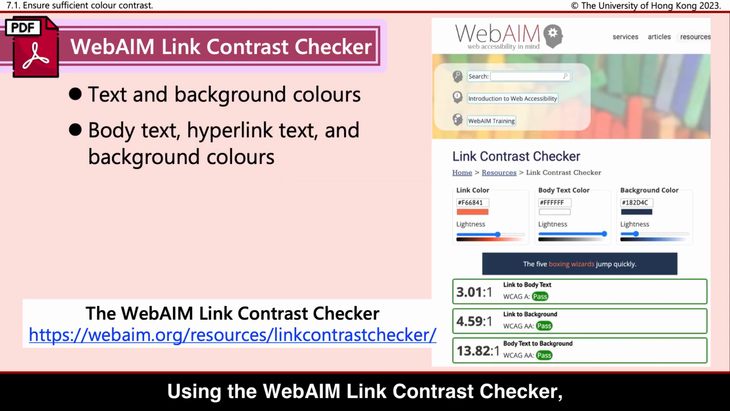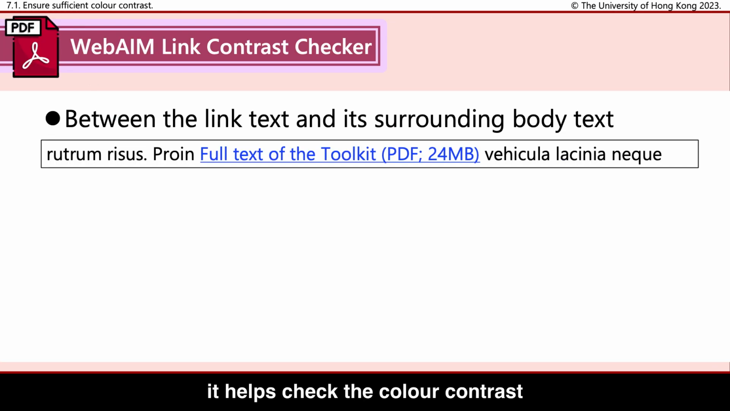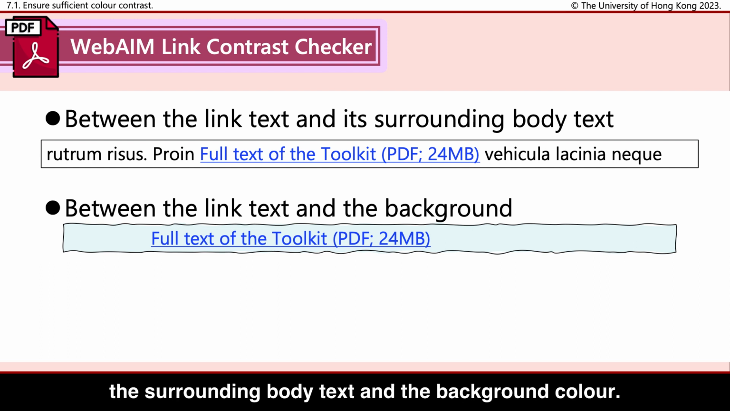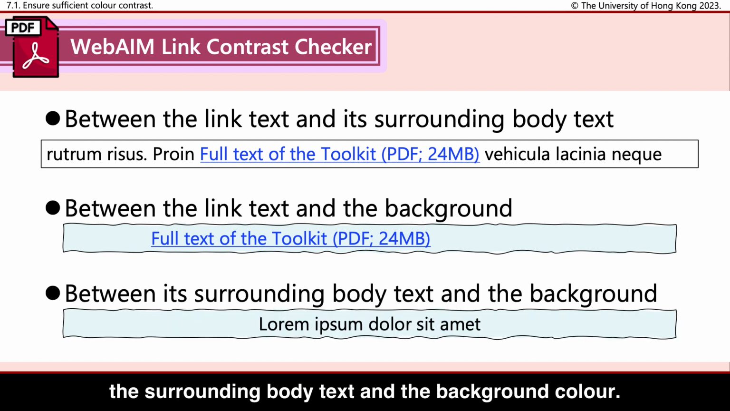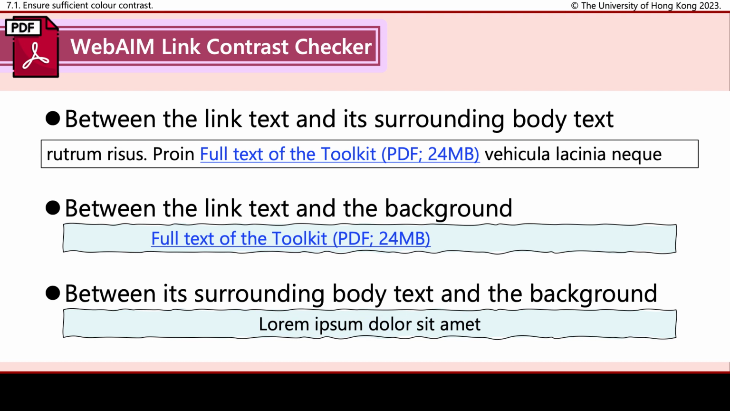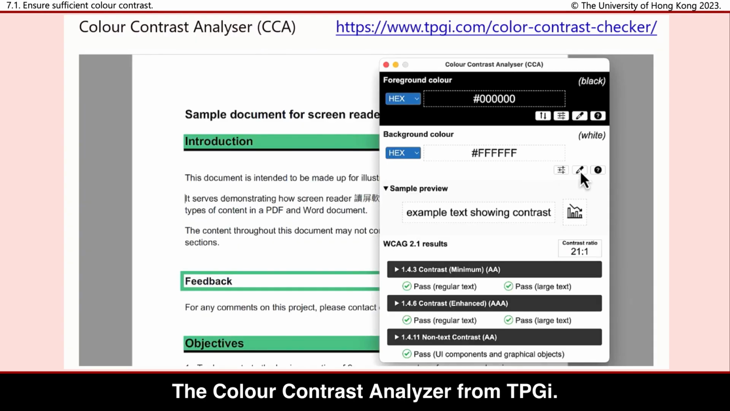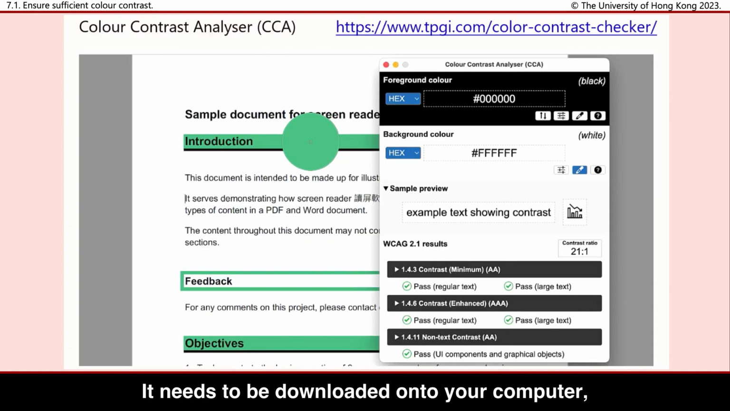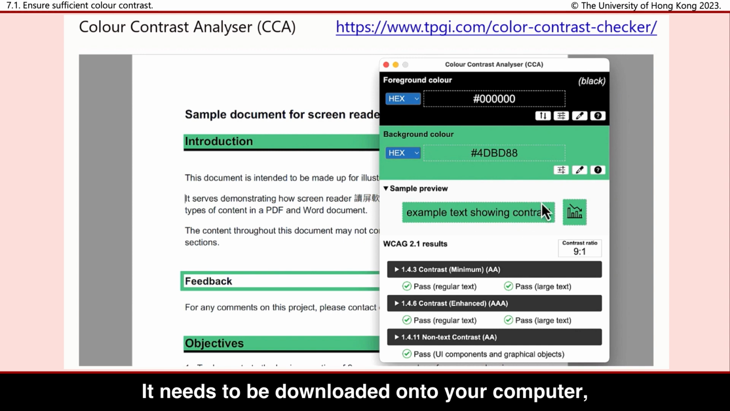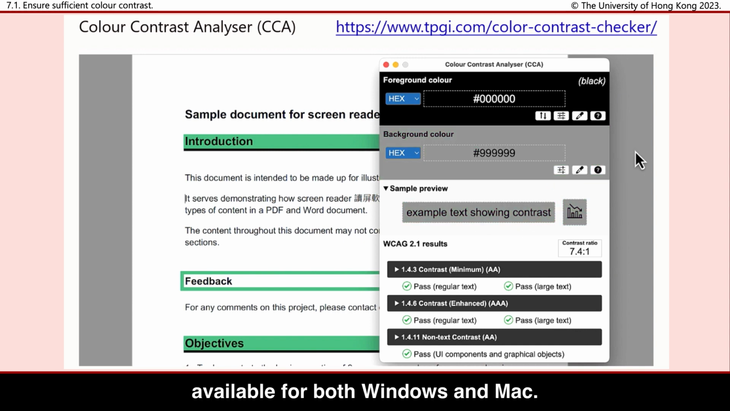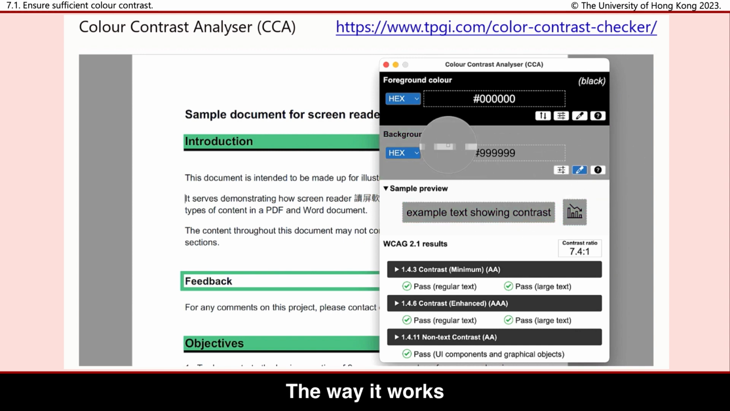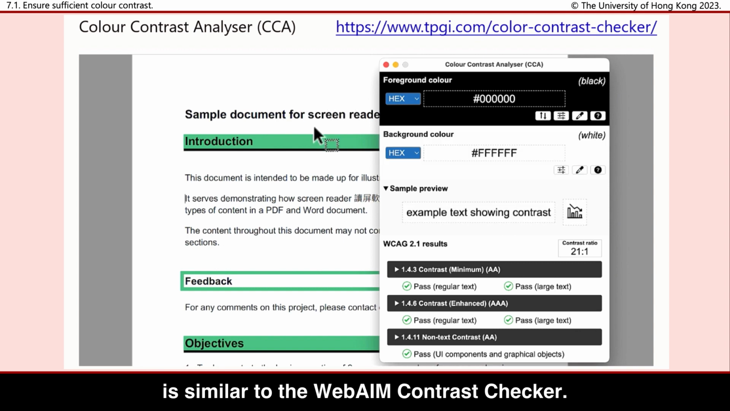Using the WebAIM link contrast checker, it helps check the color contrast between the link text, the surrounding body text, and the background color. The Color Contrast Analyzer from TPGI. It needs to be downloaded onto your computer, available for both Windows and Mac. The way it works is similar to the WebAIM contrast checker.